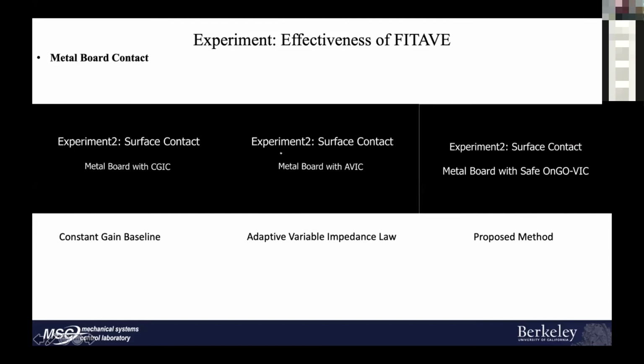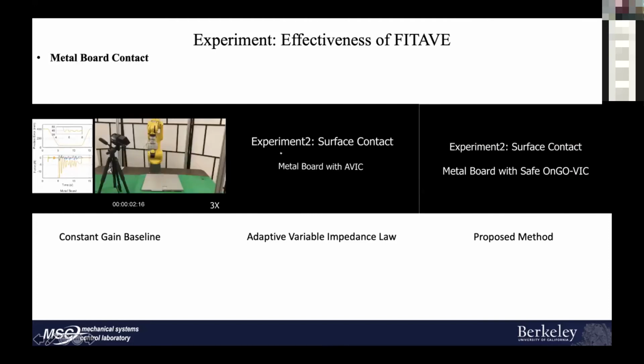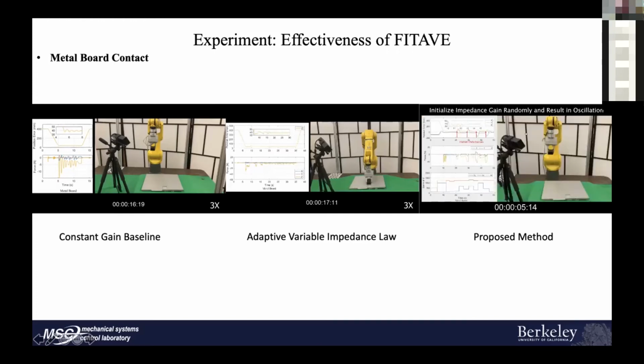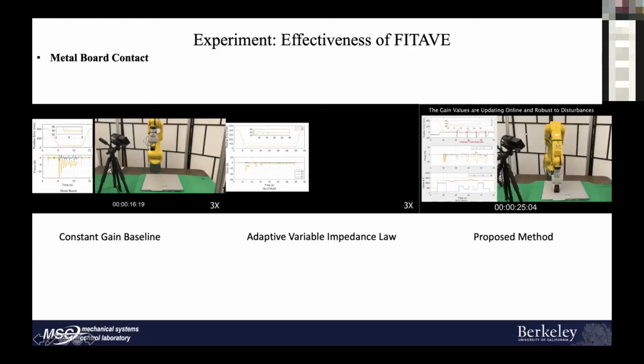For example, on a metal board, the characteristic is different, but similar things will happen. A constant gain may not work. The adaptive control law works to some extent. But for the proposed method, with a random initialization of the impedance gain, after our method kicks in, it can immediately find the optimal impedance gain and is robust to disturbance.